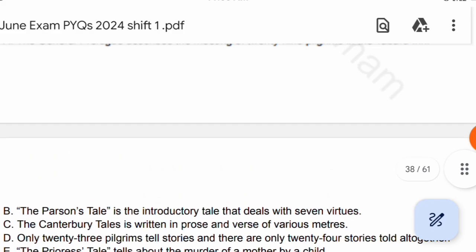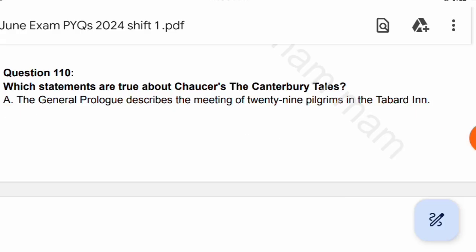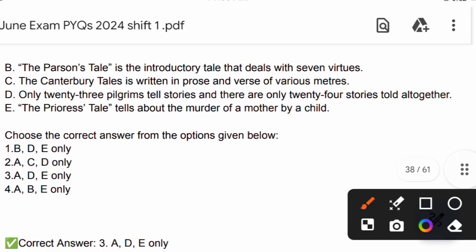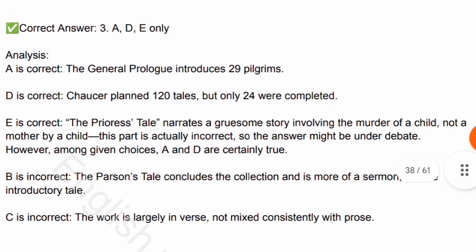ADE. A, the general prologue describes the meeting of 29 pilgrims in the Tabard Inn. Inn means hotel. Okay. And after that D, only 23 pilgrims tell stories and there are only 24 stories told together. How? Because Geoffrey Chaucer himself told two stories. That is why 23 pilgrims and 24 stories have been told. And E, the Prioress's Tale tells about the murder of a mother by a child. So these statements are correct about The Canterbury Tales.